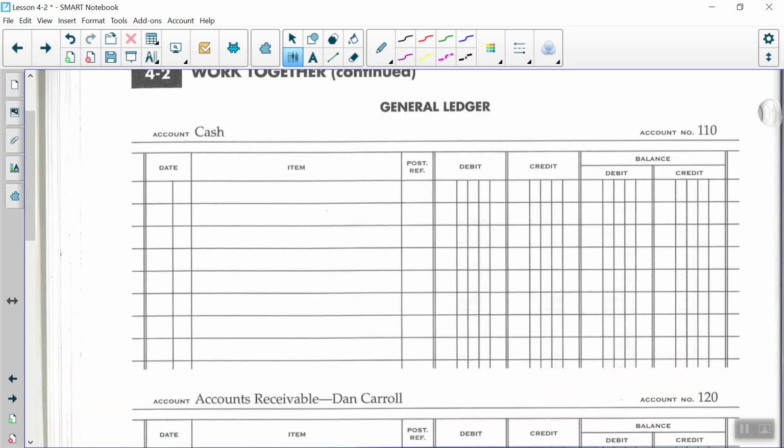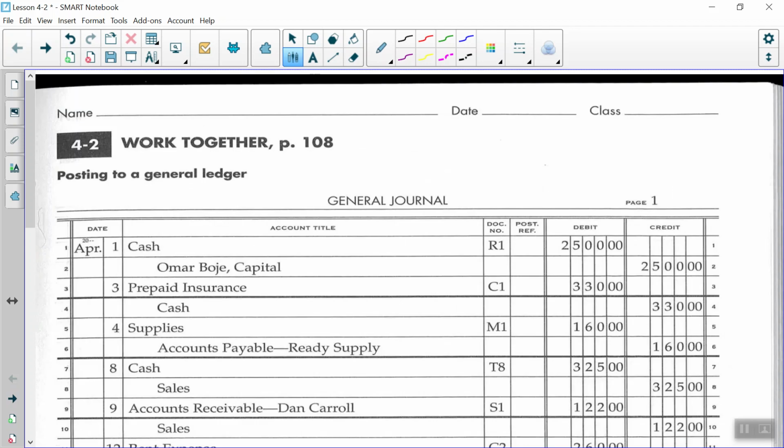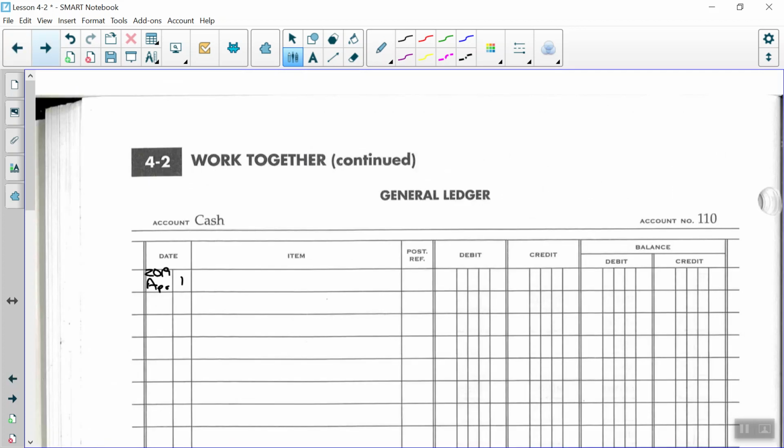Okay, and now we're just going to bring that information down, right? So again, it's our first date, so we got to put the full 2019 April 1st. Again, right now we don't care about anything in the item column. Our reference number is going to be the journal and the page number we got it from. So we got it from the general journal, page 1.